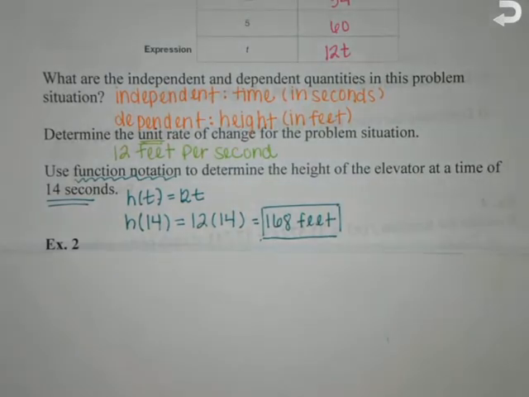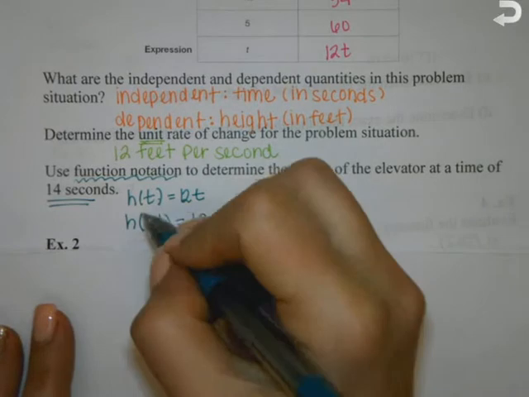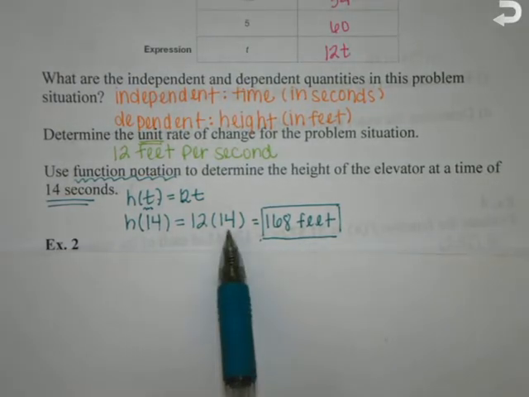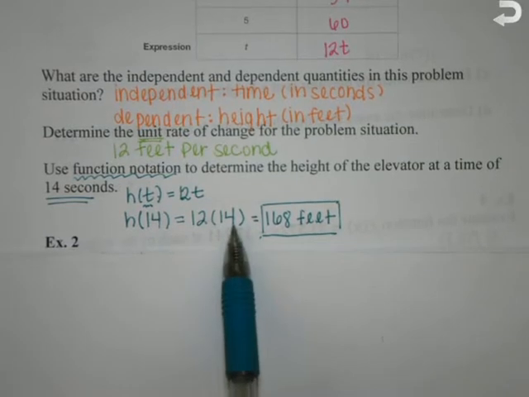So remember, with function notation, inside the parentheses means whatever you're plugging in. It doesn't have anything to do with how you solve the problem. It's just telling me as a reader that you plugged 14 in for T, and that's how you got 14 right here. Does that make sense? Okay.